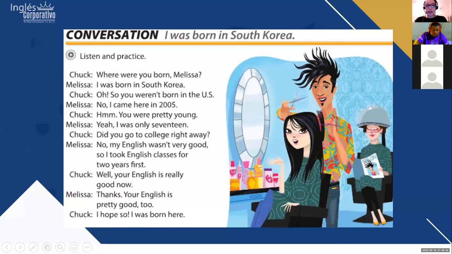Well, that was the conversation. Before we go to the breakout rooms, do you have any doubts or questions in regards to this conversation before we leave for breakouts? Sure, I have a question about the phrase "right away." Oh, "right away" means immediately. Okay, did you go to college right away?